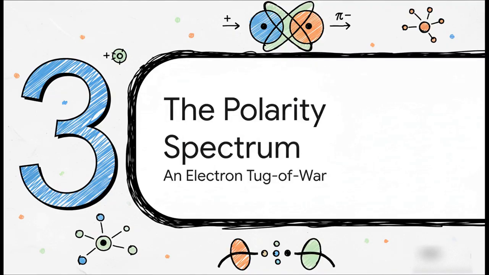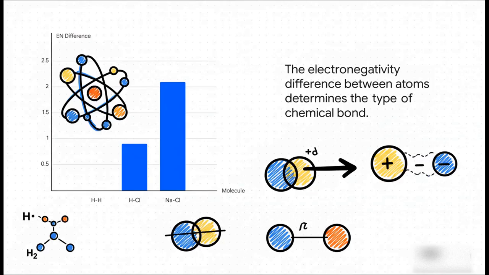All right, so we've established that atoms are sharing electrons. But is it always a fair, even split? Oh, no way. This is where we get into a full-on electron tug-of-war. We call this property electronegativity. It's just a measure of how badly an atom wants to hog those electrons. Just take a look at this chart. It shows you the whole spectrum. On one end, you've got a hydrogen molecule, H2. The two atoms are identical, so the electronegativity difference is 0. It's a perfect, even share. That's what we call a nonpolar covalent bond.